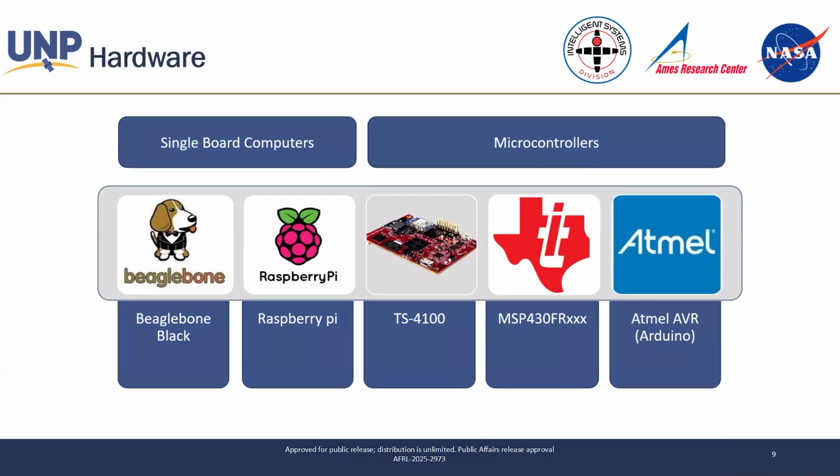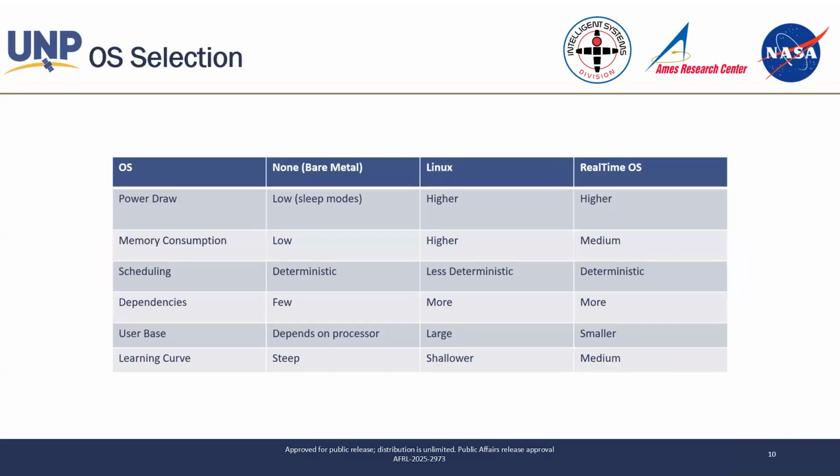And then you have microcontrollers. You can think of the Arduino, for example, as a microcontroller. This is an overview of how you would think about your operating system selection. I mentioned before that there's bare metal. I really recommend doing something like Linux on board if you're going to do an operating system at all.